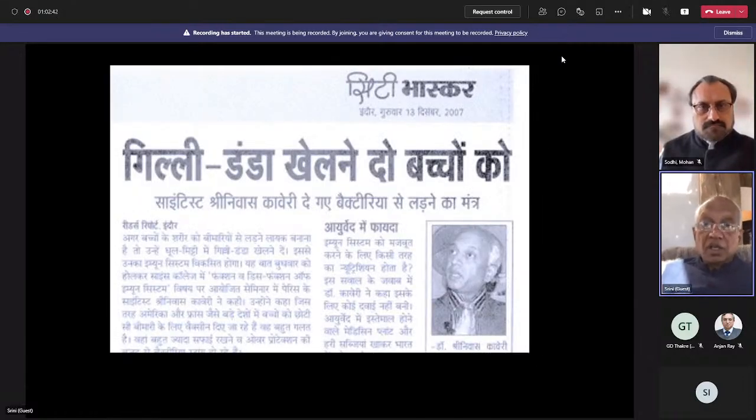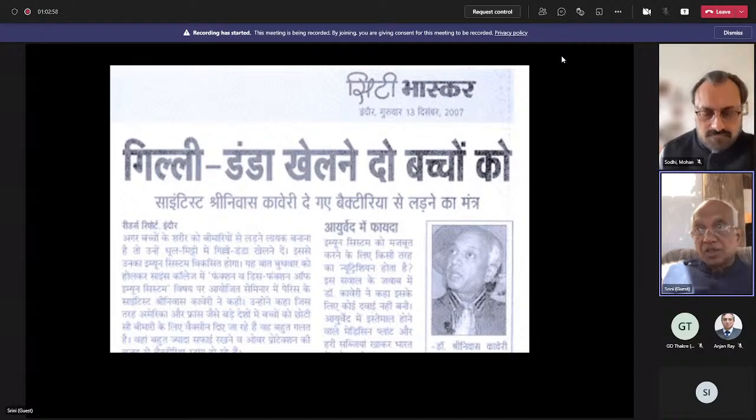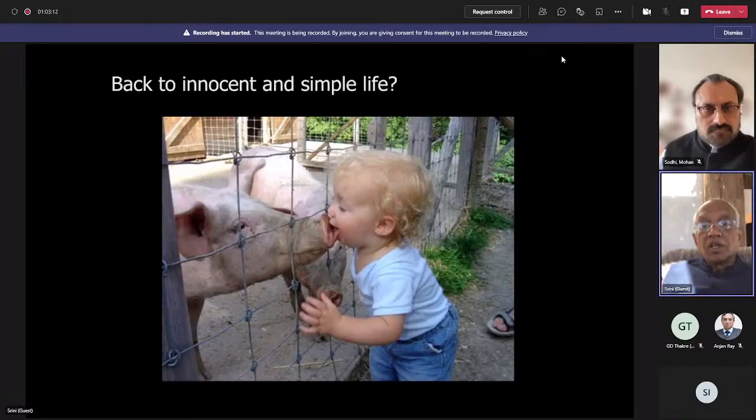Or as I said in Indore a few years ago, bachon ko gilli danda khelne do. Let them play with nature. Let them get used to these little bugs right from the beginning. Sitting in front of the computer or the cell phone doesn't help much, or having two or three showers a day is not necessarily a good idea. Overuse of detergents is not necessarily a good idea. Let the kids get used to these pathogens. Let's go back to a simple, innocent life like this.